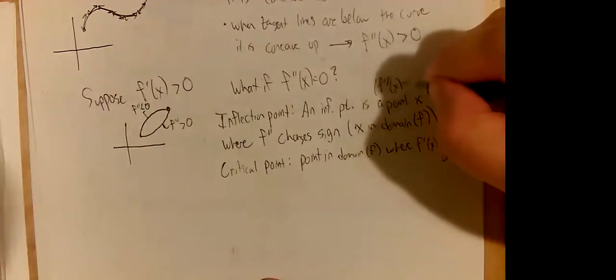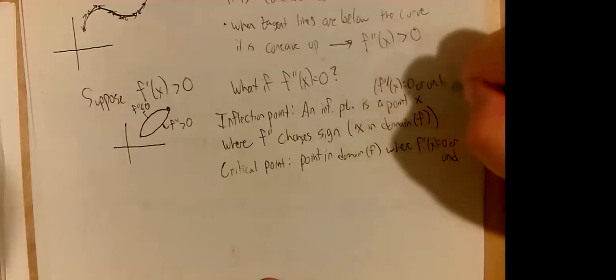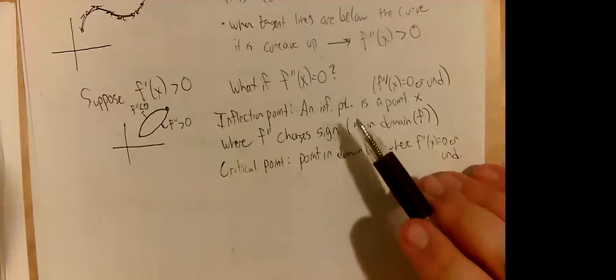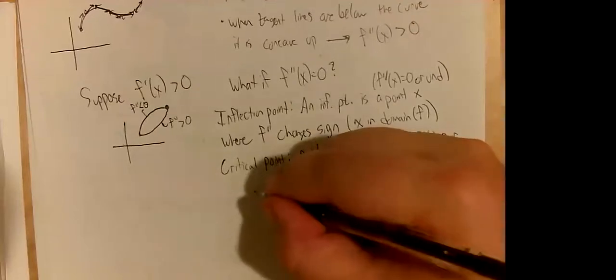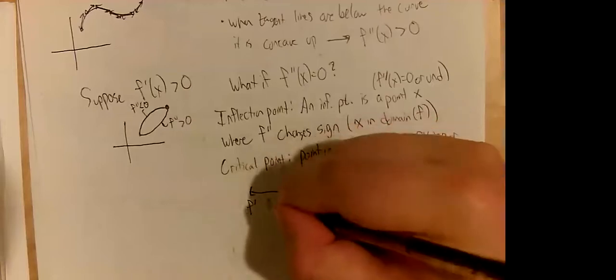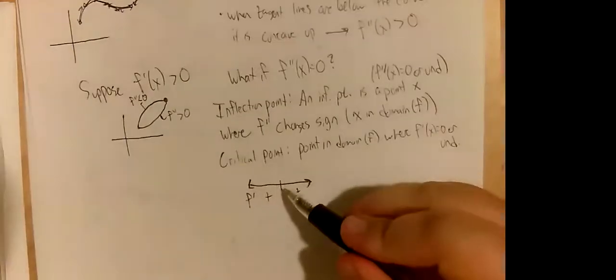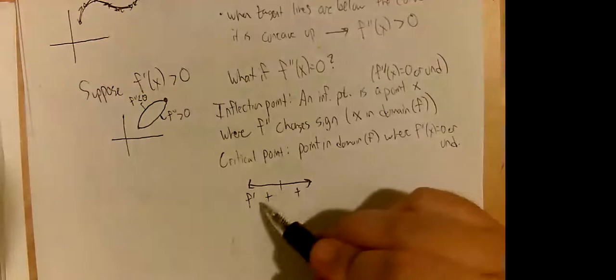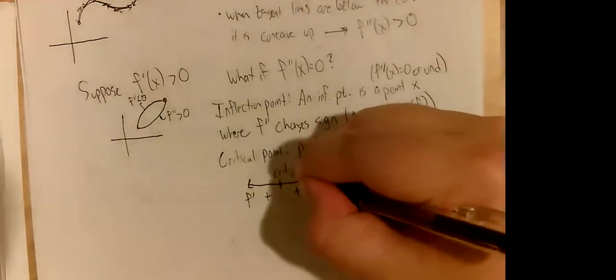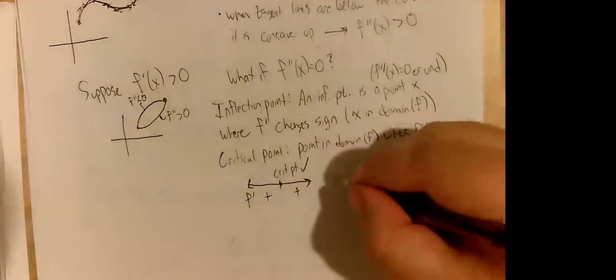F double prime of x needs to be 0 or undefined for it to even have a chance of being an inflection point. But a critical point, let's say we were drawing our number line like we were doing last time, a critical point can still be a critical point even if the derivative keeps the same sign before and after. So this would be an acceptable critical point.